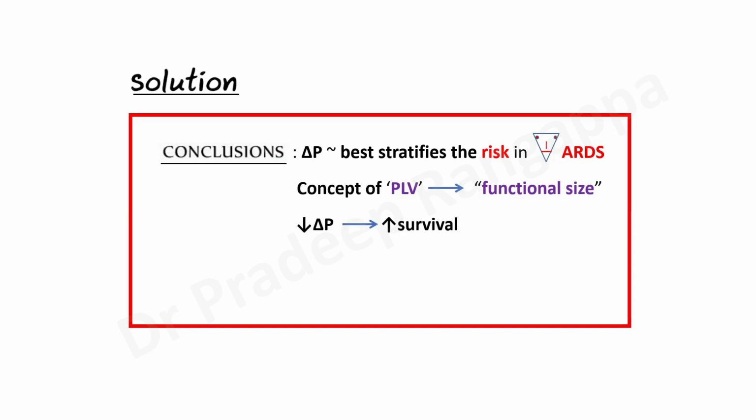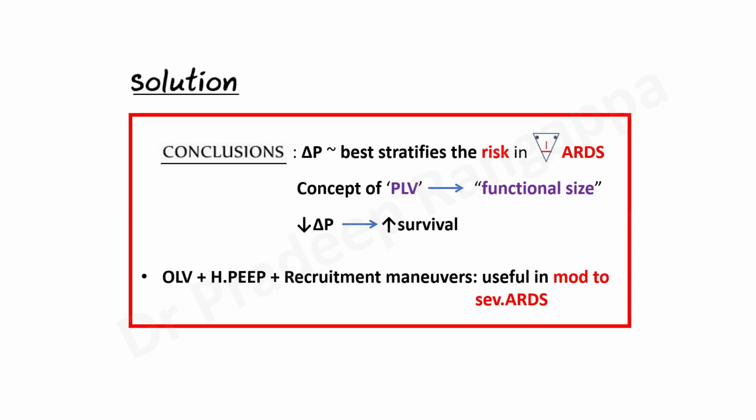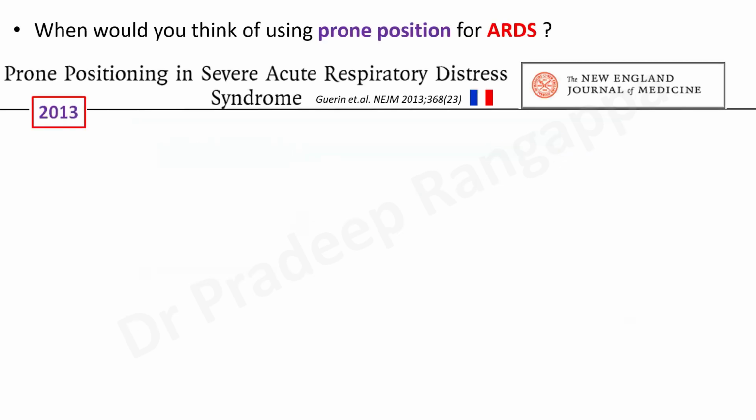And clearly, if your efforts are able to bring down the driving pressure, then survival can be improved. So open lung ventilation is nothing but low tidal volume with PEEP, and a high PEEP with maybe a recruitment maneuver as a salvage measure is useful, especially in moderate to severe ARDS. So those are the challenges, and this is the solution for that. That's what I wanted to focus on more in this talk.